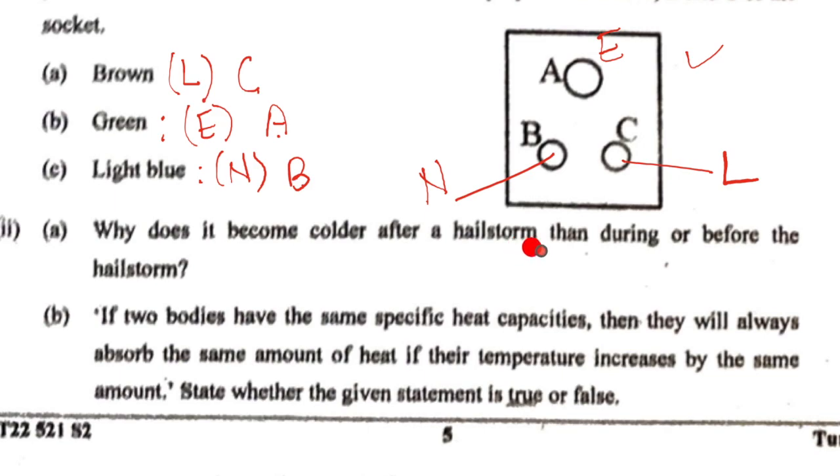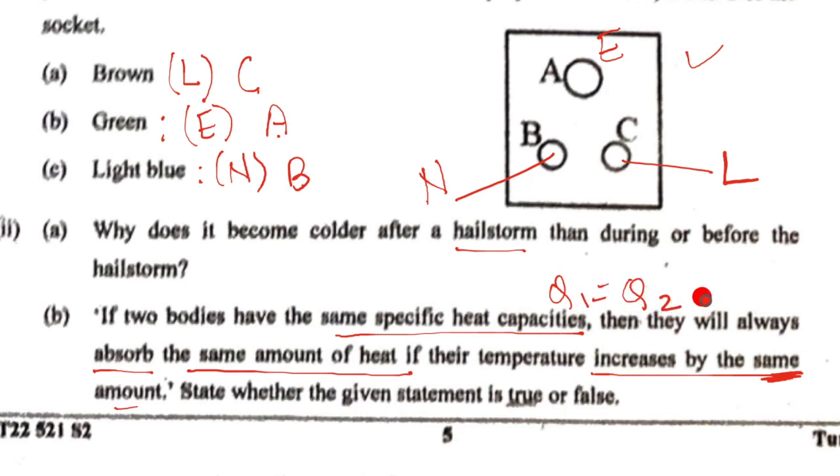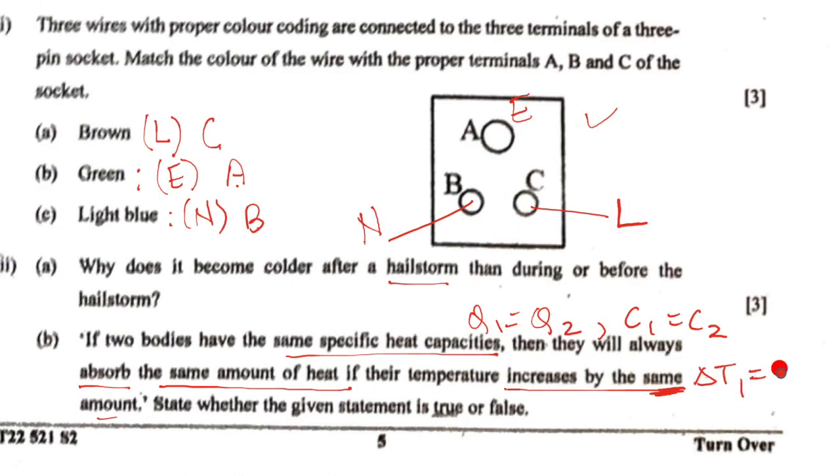Why does it become colder after the hailstorm than during or before the hailstorm? This is one, that is A part. And B part is: if two bodies have same specific heat capacities, then they will always absorb the same amount of heat if the temperature increases by the same amount. So they are telling you that your Q1 will be equal to Q2 because C1 is equal to C2 and delta T1 is equal to delta T2. State whether the statement is true or false.